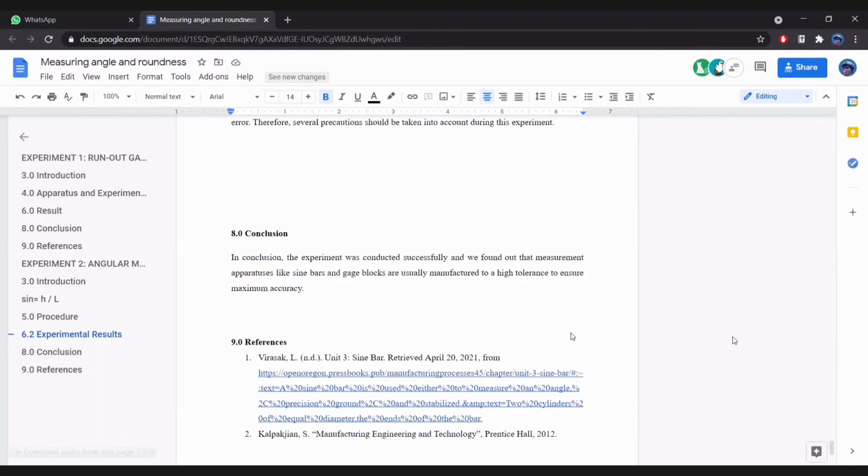Thank you, Nazmi. So we're going to look at the conclusion. In conclusion, the experiment was conducted successfully, and we found out that measurement apparatus like sine bars and gauge blocks are usually manufactured to high tolerance to ensure maximum accuracy. So here are the references we used throughout the experiment. Thank you.